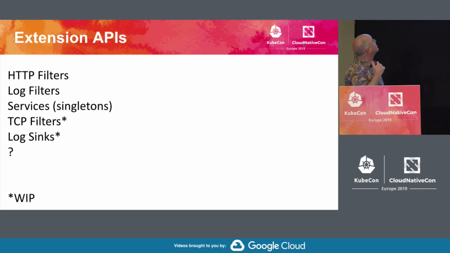Okay, so what type of extension APIs do we have? Currently, we're supporting HTTP filters, log filters, and service singletons. We have definite plans to do TCP filters and log syncs. We'd like to do listeners as well. It just comes down to how much bandwidth we have and who wants what, right? The API extensions are pretty easy. If you just follow the template of the code, it would be really easy to add another one.